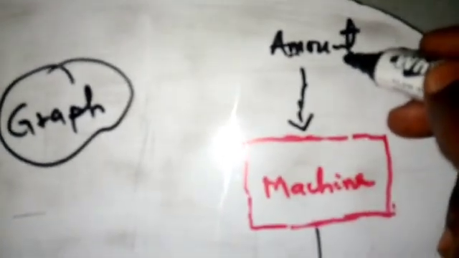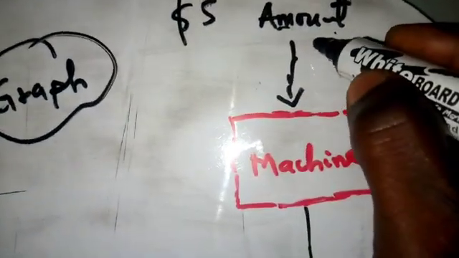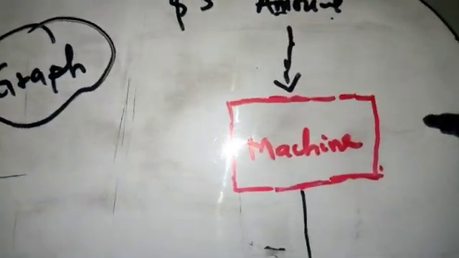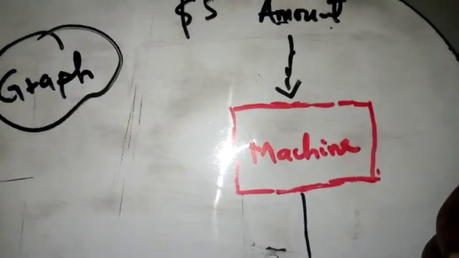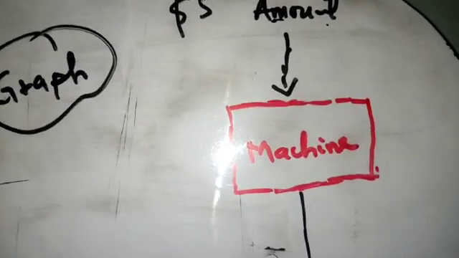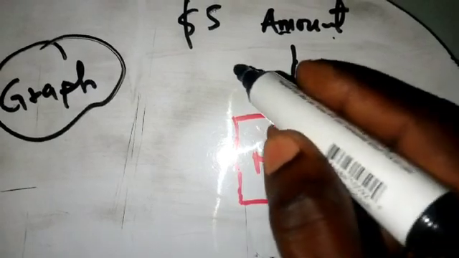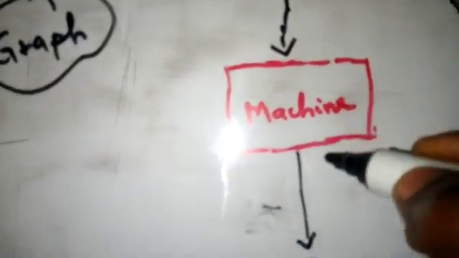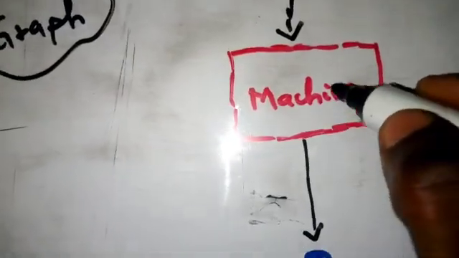So what I mean by that is, let's say you go with a certain amount, maybe $5 or 5 cedis or whatever. If you go there, you have to pay the shop attendant or whoever is available that amount, and then the amount will determine the product that you must get at the end. So that is the machine here.